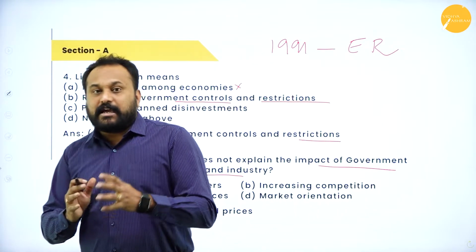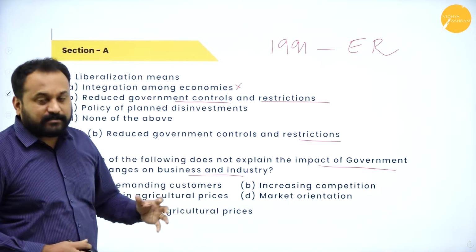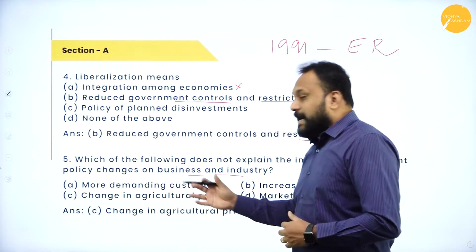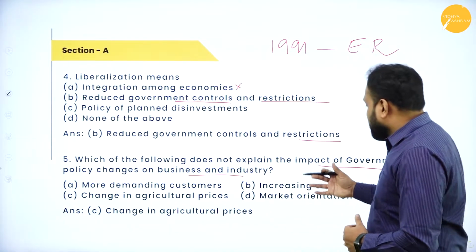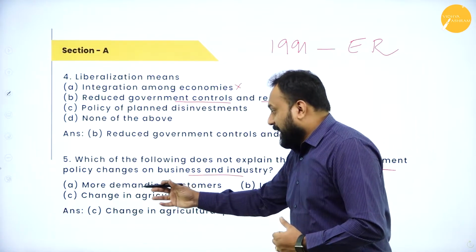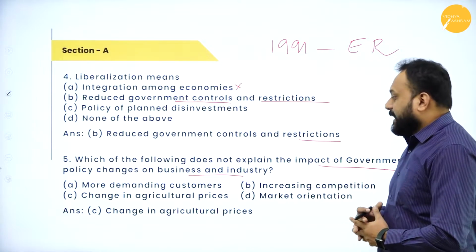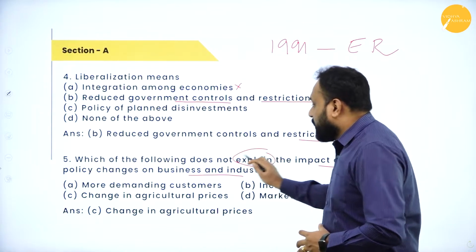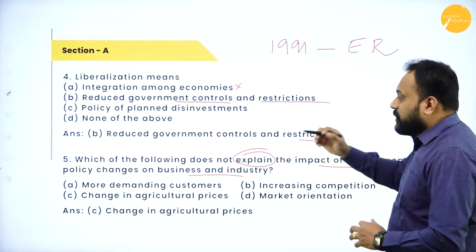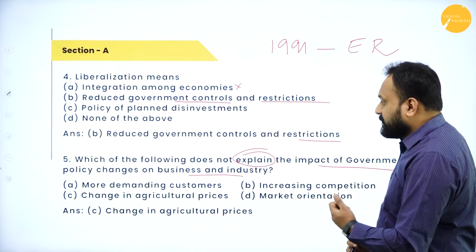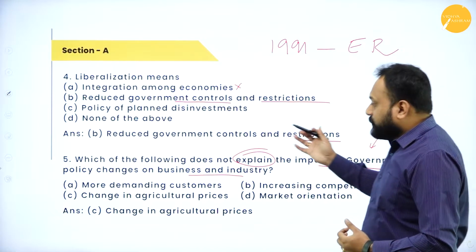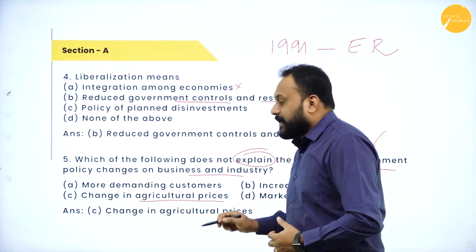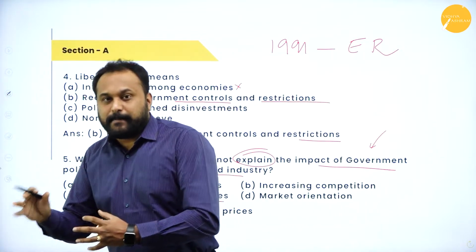Now, business and industry with the government, there are few policies, but which are those which will not be affected? The first one here is more demanding customer. No. The B is increasing competition. No. Change in agricultural price, and then we have market orientation. See, all these things, which of the following does not explain the impact of government policy changes on business and industry. Whenever the impact of government happens, which of the following does not change? Like, it will not explain. That is the change in agricultural prices, because it's a totally different kind of policy which they are supposed to make.